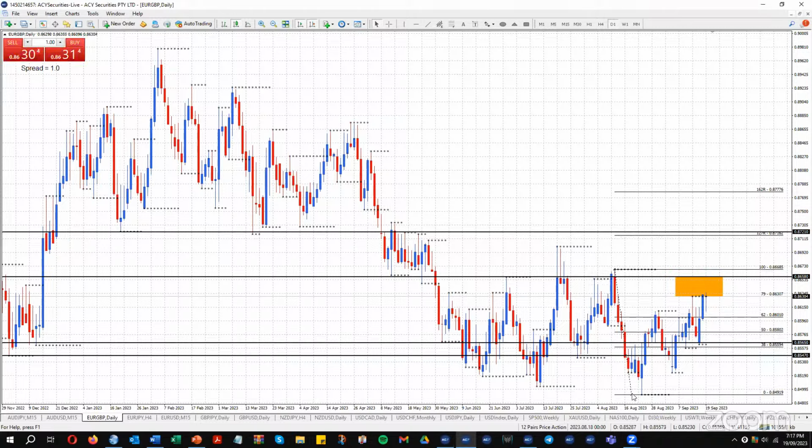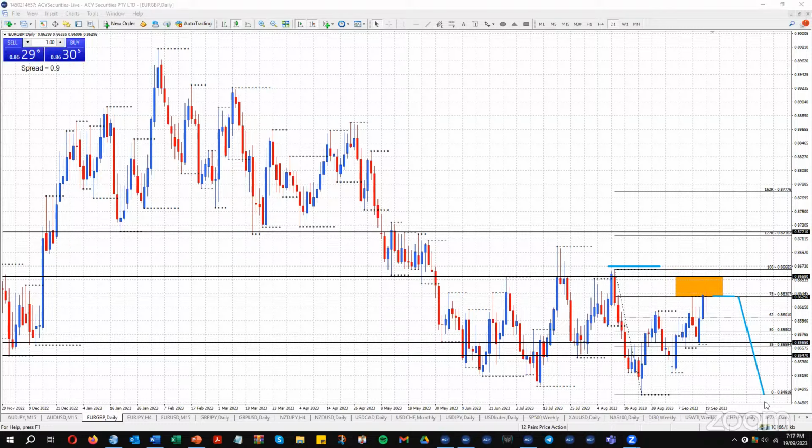If you like the euro pound, wanting to trade the higher time frame trend, which is down for the next leg down, selling at the 79, stop above the high, and you're really looking to target the 0 level or break down and through to the 127 extension.